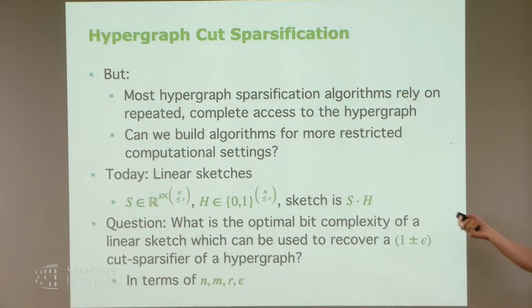The way we represent the hypergraph is just as a 0, 1 valued vector, where there's a single coordinate for each hyperedge. So the presence of a hyperedge means that a coordinate will be 1. The absence is just a 0 in that coordinate. Our specific question will be the optimal bit complexity of a linear sketch which can be used to recover a 1 plus or minus epsilon cut sparsifier of a hypergraph. I didn't put it there, but everything will be with high probability. If things become deterministic, the space bounds aren't really too interesting.